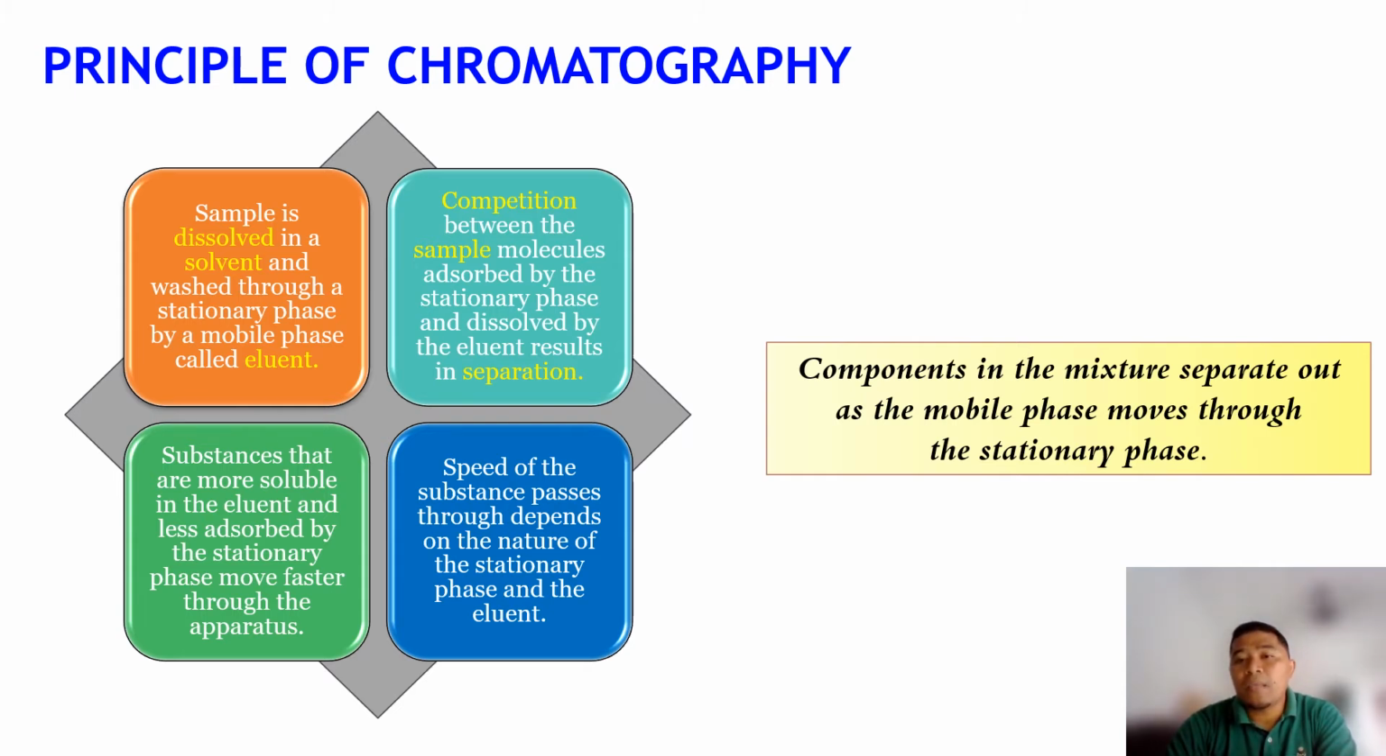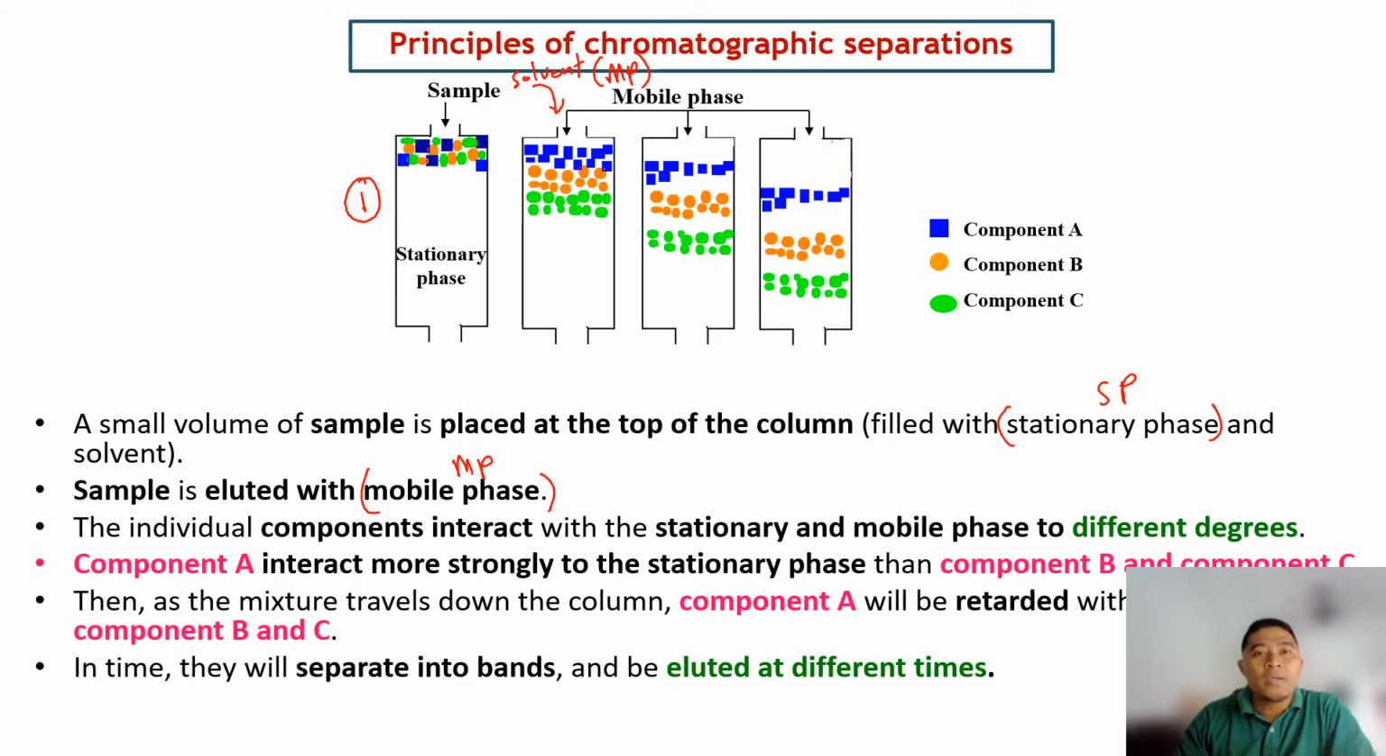Okay, components in the mixture separate out as the mobile phase moves through the stationary phase. Itu yang paling penting. Okay, now we proceed with the principal of chromatography separation. So as you can see from this diagram, the sample is placed on the top of the column, but before that you need to fill the column with the stationary phase, right? And then you add a mobile phase in order to make sure the separation will occur, and then it will give the mobility of the sample you analyze.